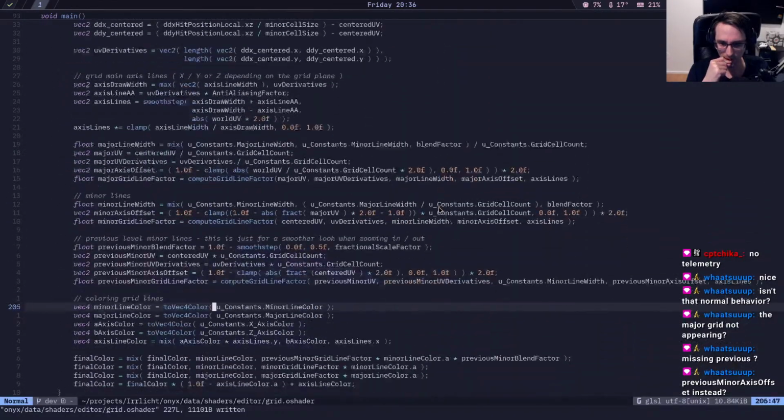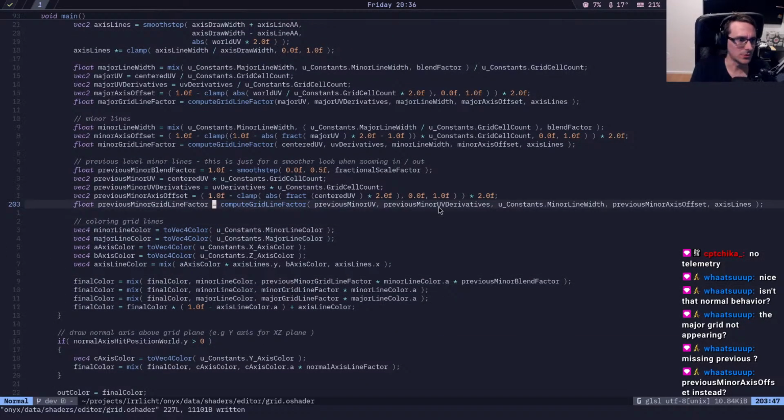And then here we do minor line width. So this one is centered UV times grid cell count. That's fine. Now we have previous minor UV derivatives, which is the UV derivatives scaled. Maybe that's not correct.